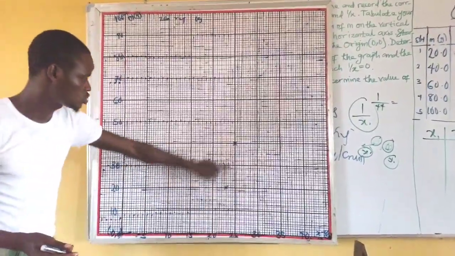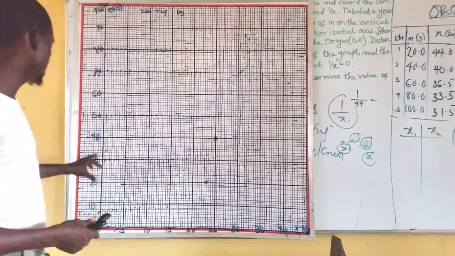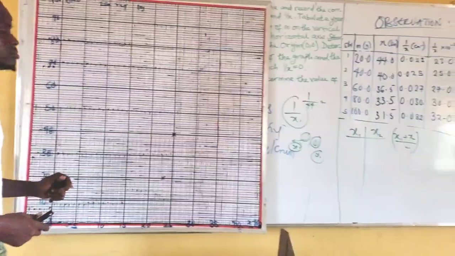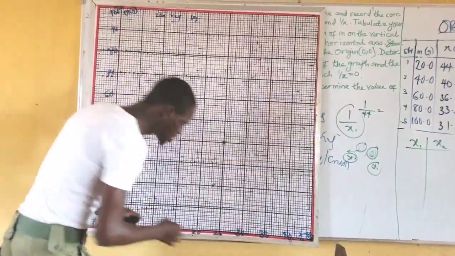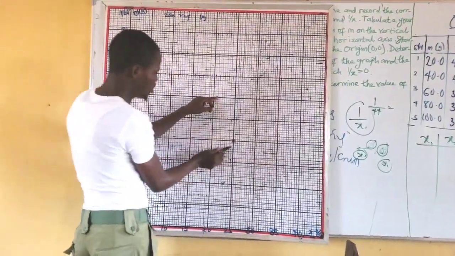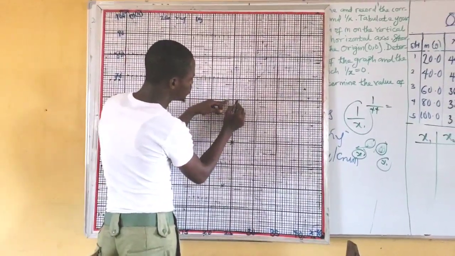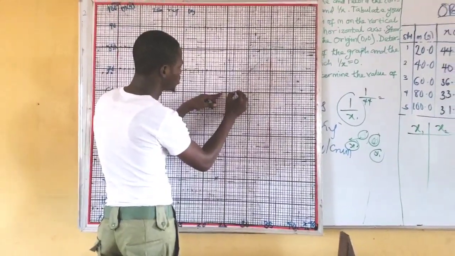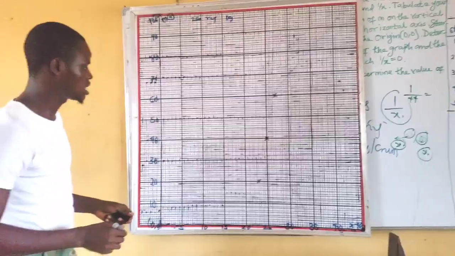So I have 40 gram to 25.0, and the next one is 60 gram to 27.0. 27.0 should be located somewhere here. Okay, let me try to put in 60 gram. If here is 25, now from here to here is 26. From here to here should be 27. This is 27.0. That is my 27.0.